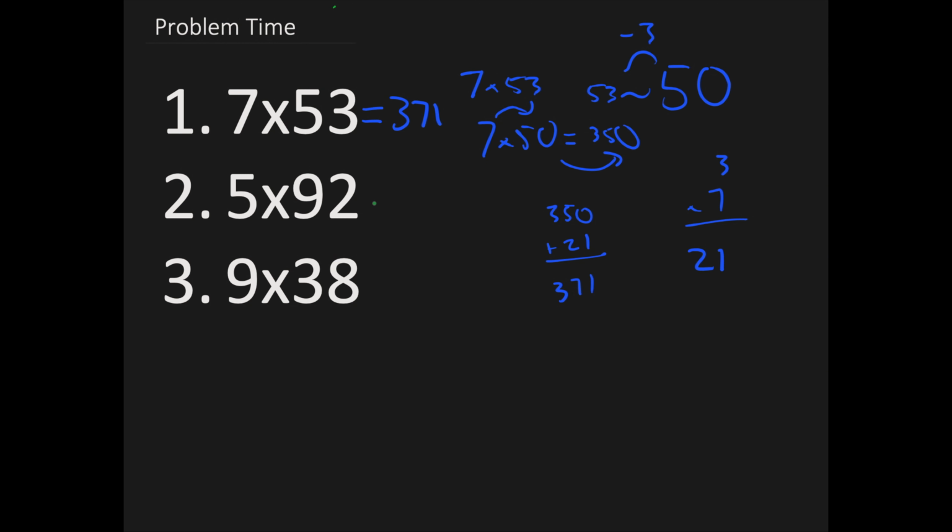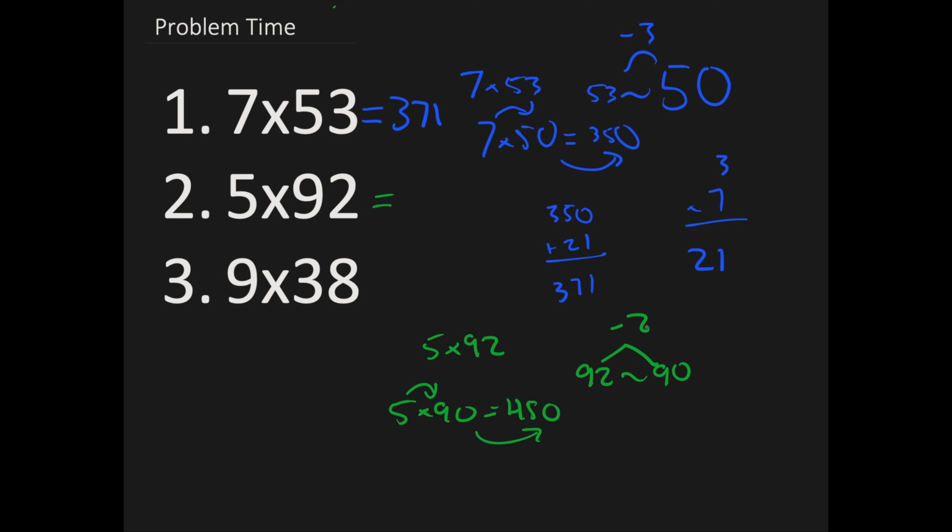Let's do the next one. We have 5 times 92. 92 would round to 90. So it looks like we're doing 5 times 90. First we have to make note that we subtracted 2 groups of 5. Let's do this. We have 5 times 9. That's 45. Add the 0 there, we have 450.